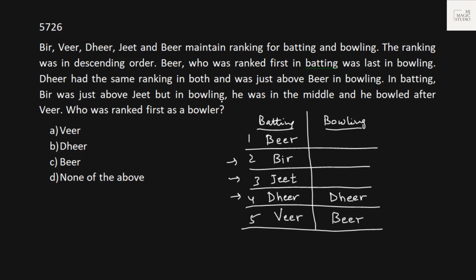Veer, in bowling, was in the middle. Veer is in the middle at the 3rd position. And he bowled after Veer. So we are left with who? Jeet. Jeet is first in the bowling. All done. Who was ranked first as a bowler? Jeet was ranked first as a bowler. Jeet is none of the above. Answer is Jeet.